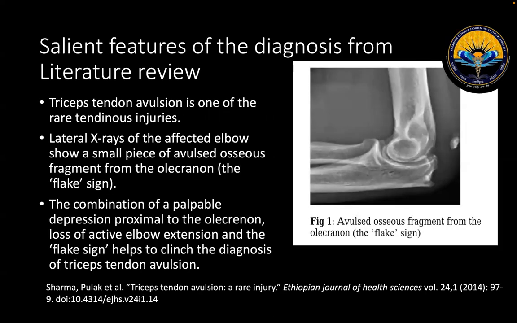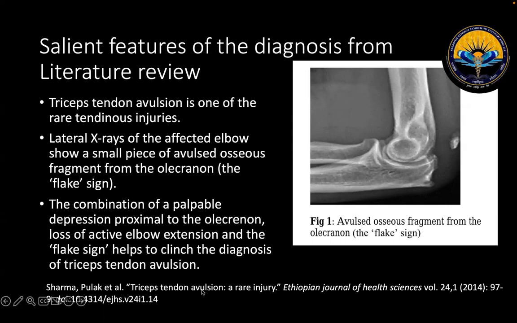Coming to the literature review, triceps tendon avulsion is one of the rarest tendinous injuries. It has been said that they constitute only 1% of the avulsed fracture fragments. The lateral x-rays of the affected elbow show a small piece of the avulsed fractured osseous fragment, as was seen in our case also, and it is known as the flake sign. The combination of a palpable depression proximal to the olecranon with loss of active elbow extension, and the flake sign helps to clinch the diagnosis.